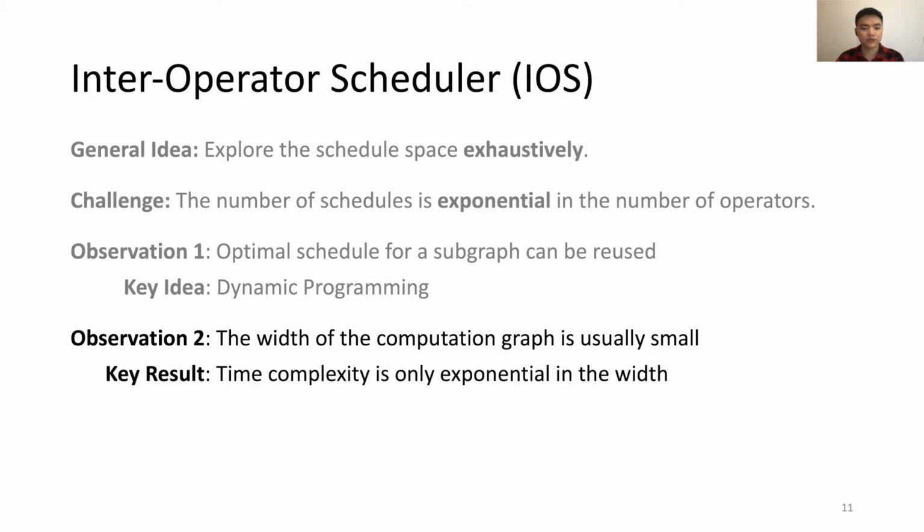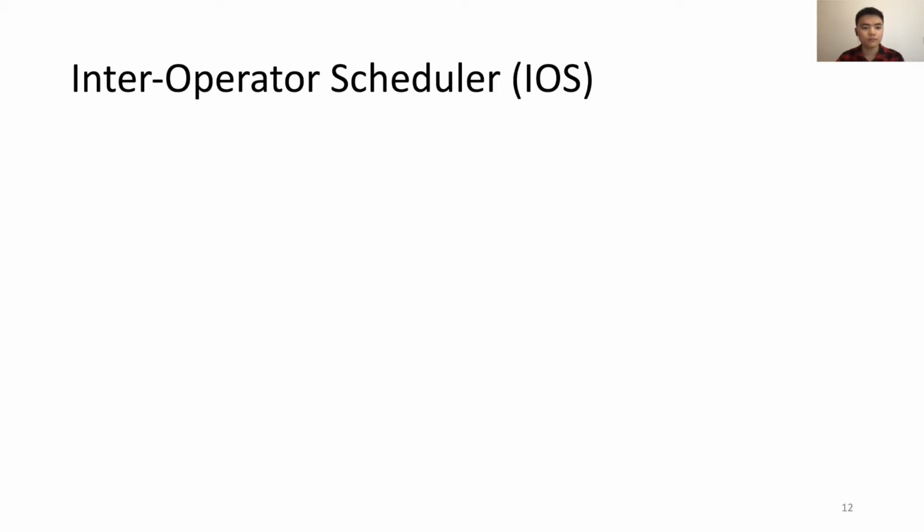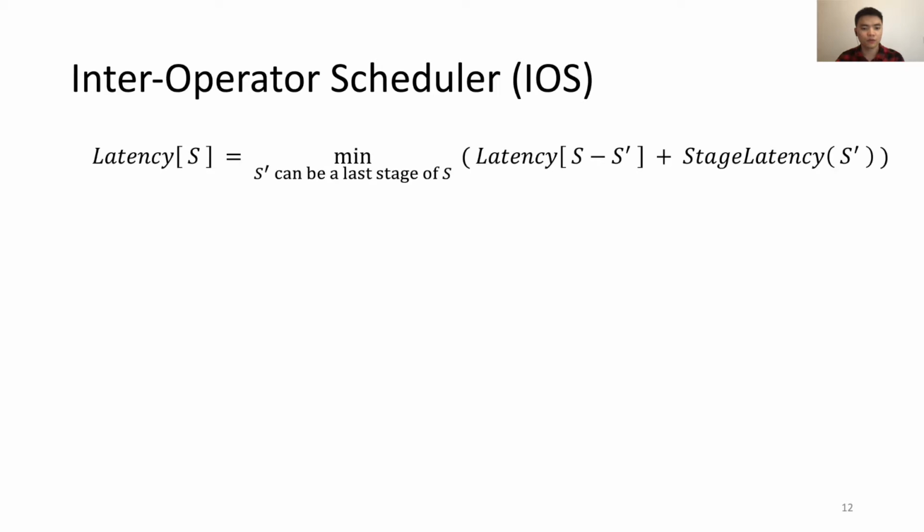With this observation, we prove that the time complexity of the dynamic programming algorithm of IOS is only exponential in the weight of the computation graph. Then, let's have a closer look at the dynamic programming adopted by IOS. What IOS does is to break the complicated problem that finds the optimal schedule for the whole computation graph into simpler subproblems that find the optimal schedule for subgraphs. This formula describes how this reduction works.